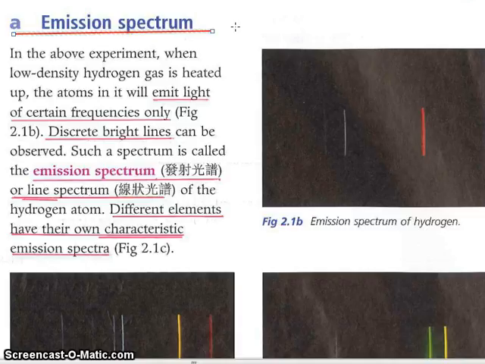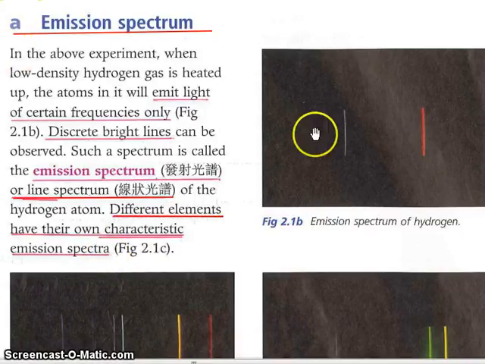The emission spectrum of hydrogen or mercury, they are both in the form of a line spectrum. And indeed, different elements will produce different line spectra. They have their own very characteristic emission spectra. They have their own very special fingerprints.